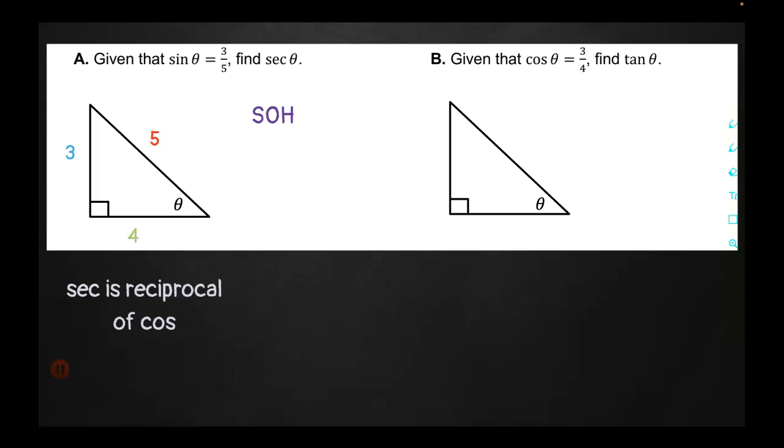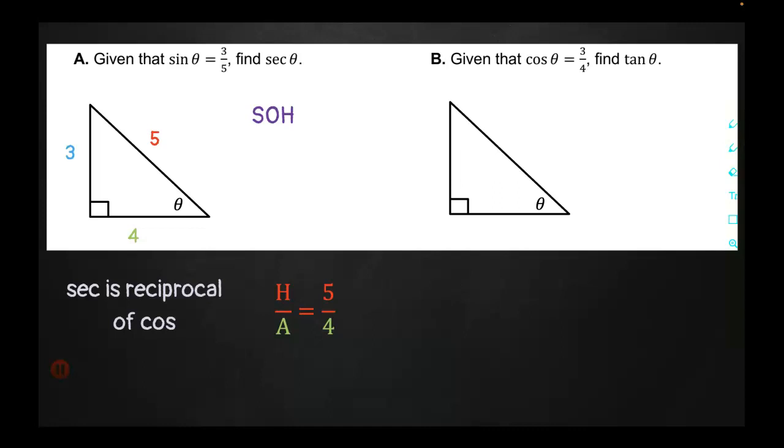You also know that it is 4 if you remember what your Pythagorean triples are. So you have a 3, 4, 5 triangle. So my adjacent side is my 4. Now secant is hypotenuse over adjacent, so I have my hypotenuse, which was 5, and then I found my 4, so my answer for secant of theta is going to be 5 over 4.